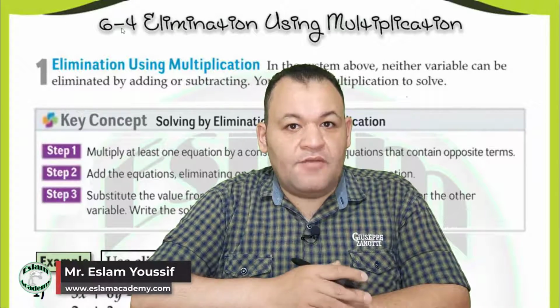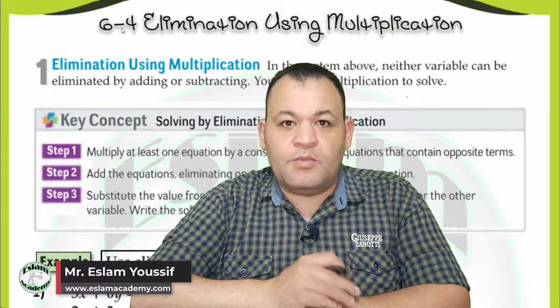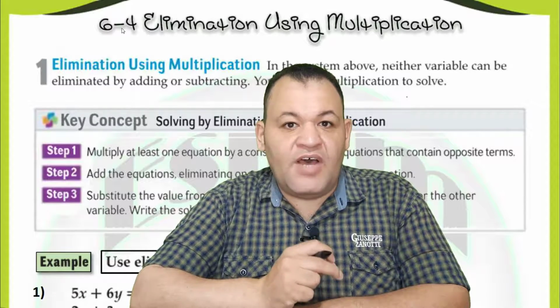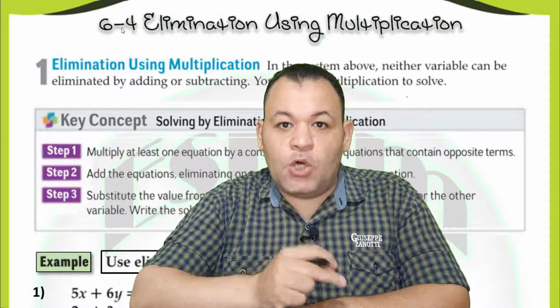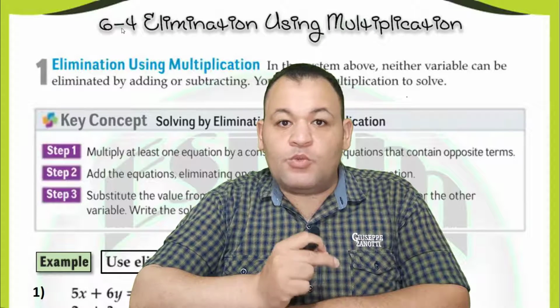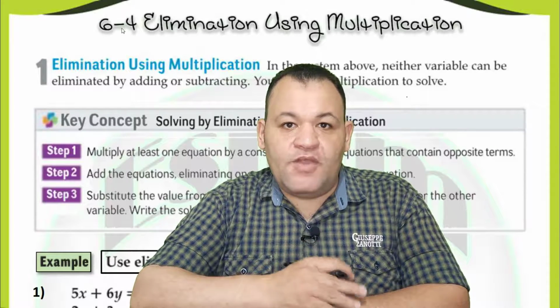Our lesson today is about solving a system of equations by elimination using multiplication. At first, solving a system of equations means finding the value of the variables, or the ordered pair, which satisfies the equations. Using elimination means we need to remove one of the variables to find the value of the other one.